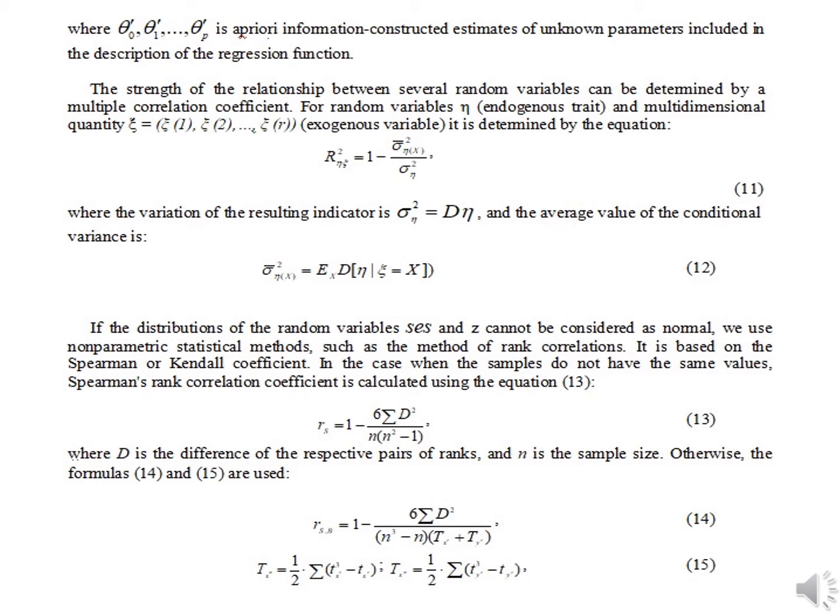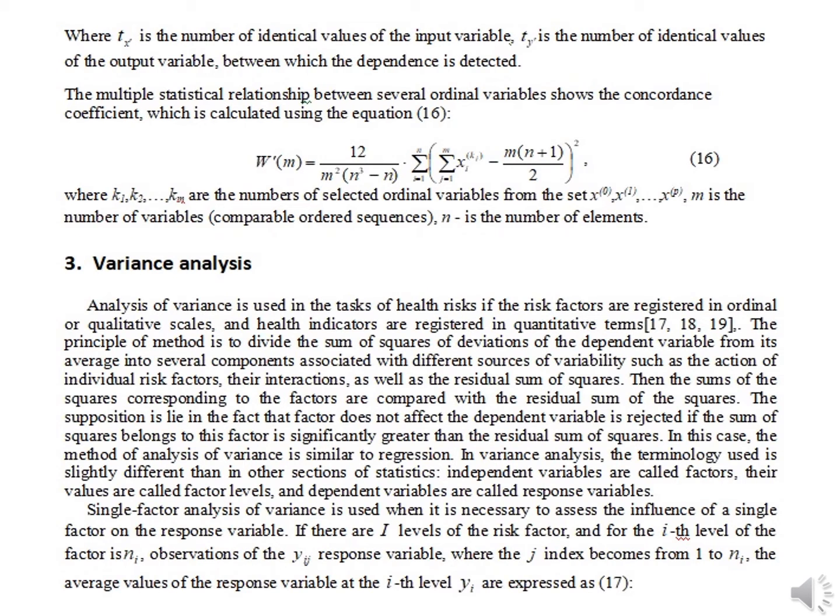The strength of the relationship between several random variables can be determined by a multiple correlation coefficient. For random variables and a multidimensional quantity, it is determined by equation number 11. If the distributions of the random variables S and Z cannot be considered normal, we use non-parametric statistical methods, such as the method of rank correlations. It is based on the Spearman or Kendall coefficient. In the case when the samples do not have the same values, Spearman's rank correlation coefficient is calculated using equation number 13. The multiple statistical relationship between several ordinal variables is shown by the concordance coefficient, which is calculated using equation number 16.